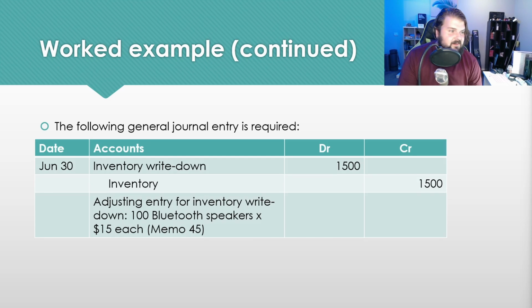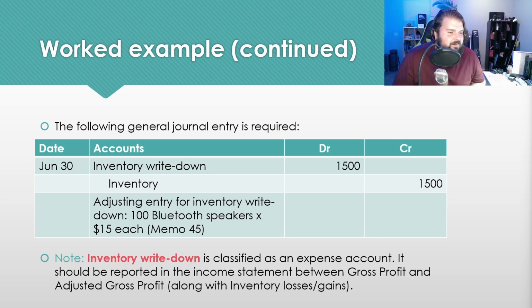Inventory write-down is our expense. And what's the asset that it's reducing? Well, it's inventory. Now, when you put in your narration, this will be a longer narration. You need to include your document number, which will be a memo, and you'll need to say adjusting entry for inventory write-down. You don't necessarily need to include all this information about what the item was. Now, we classify this as an expense account. It's going to be reported in the income statement between gross profit and adjusted gross profit, but we will be looking at that more in the future, so don't stress about that too much at this stage.